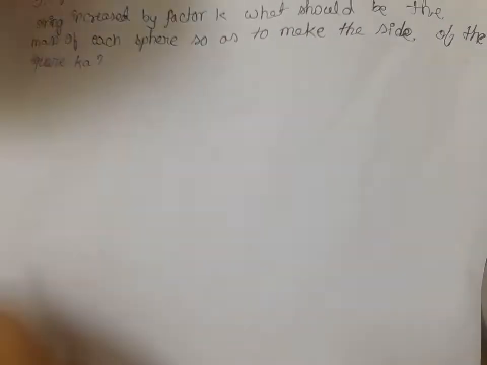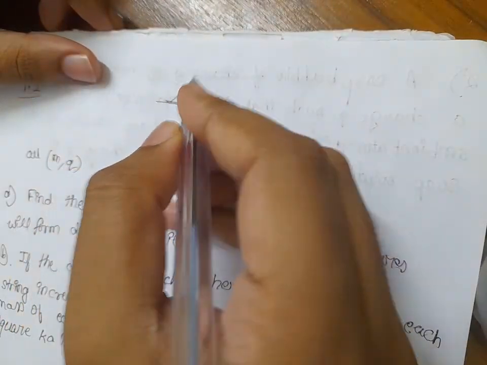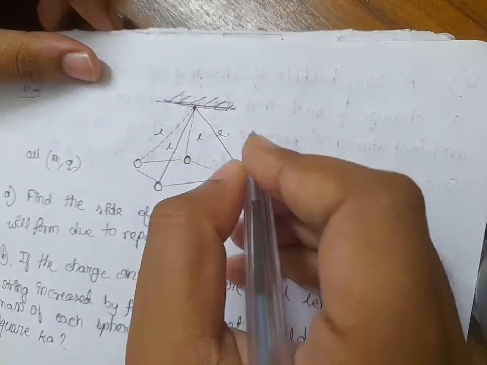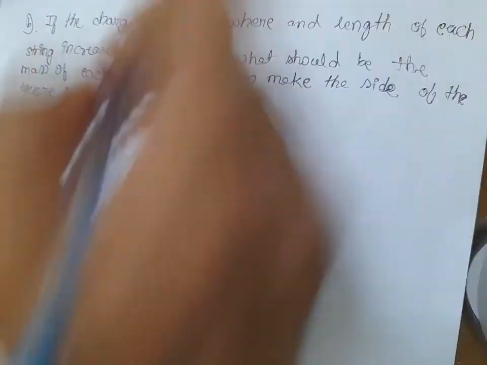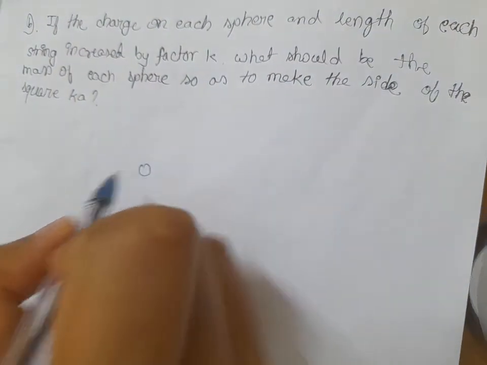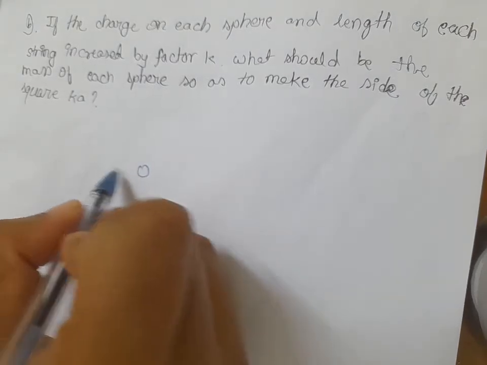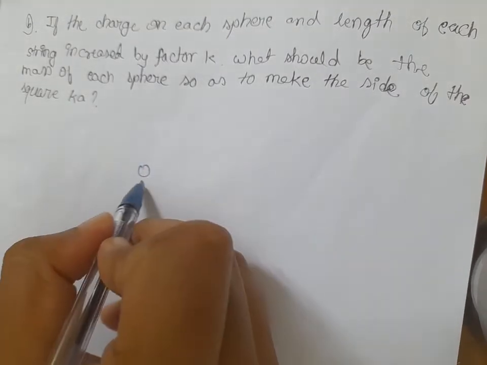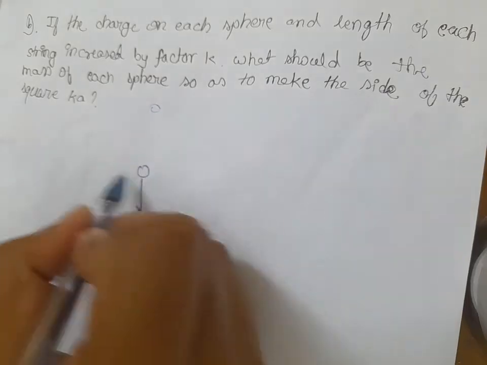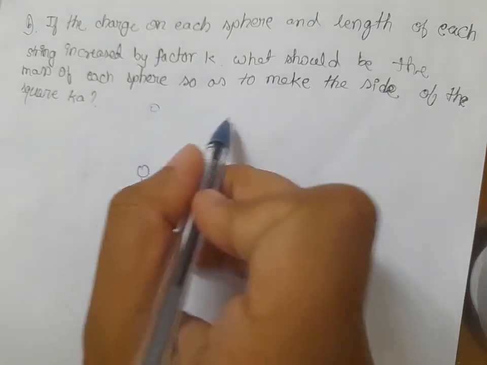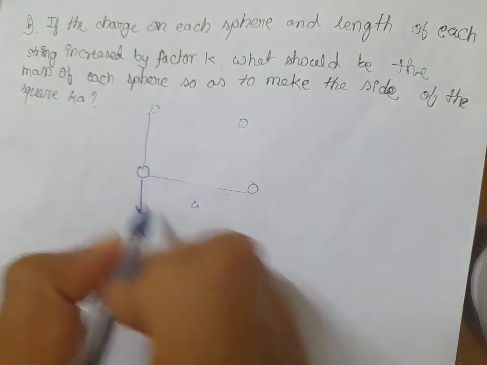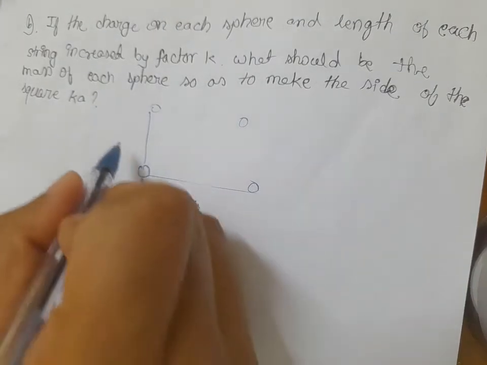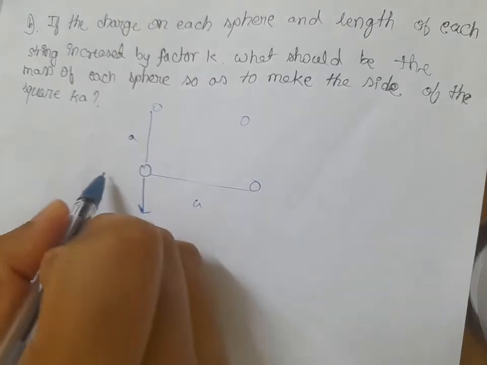So let's make a drawing for this. Suppose we are looking from the side. Then what type of thing will we see? We'll see that the sphere will experience forces: one due to the charge here, one due to the charge here, and one due to the charge here. Here the distance is A, assuming A to be the side of the square. Here the distance is A.